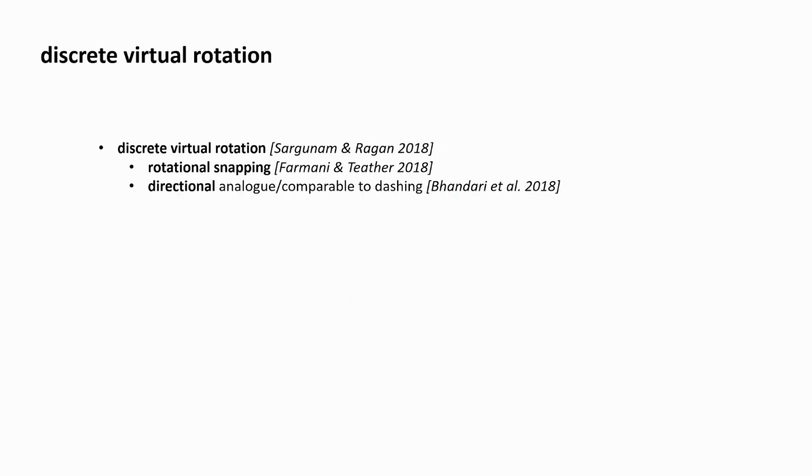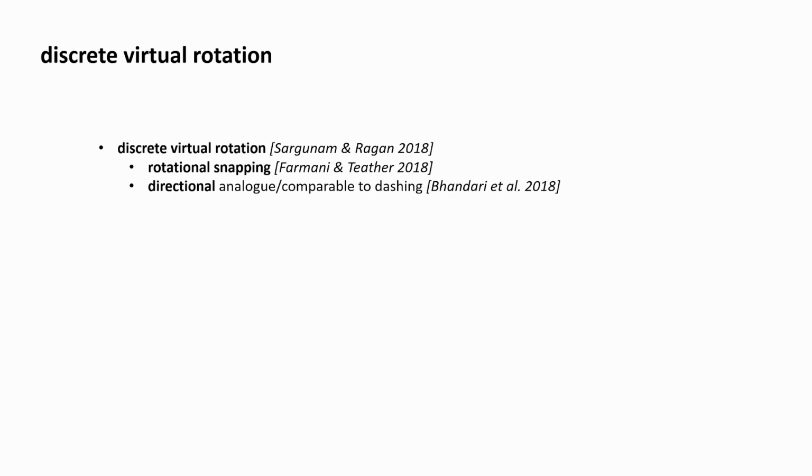Discrete virtual rotations are already researched, for instance in the work of Sargunam and Ragan. In these methods, the users specify a direction, left-right, and then their viewpoint is rotated in this direction instantaneously. Farmani and Teather implemented rotational snapping, a hybrid method, where the rotation was continuous and only by exceeding a specific threshold of turning speed, discrete rotations were applied.